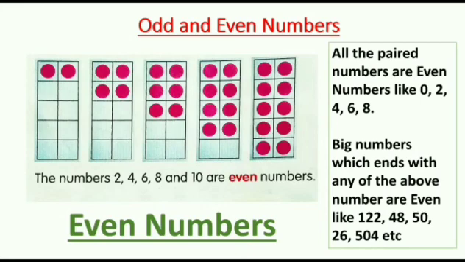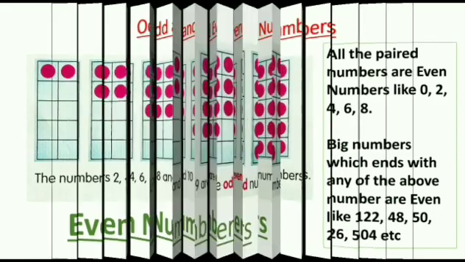Big numbers which end with any of the above numbers are even, like 122, 48, 50, 26 and 504. So all the numbers are ending with an even number, 28064. So all these numbers are even numbers.